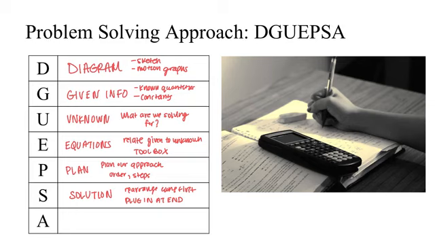And that brings us to A, which is, again, our answer, which we won't just write, but we'll also evaluate. We're going to evaluate our answer. Does it make sense? Is it the right sign? Is it the right magnitude? Did we include the correct units? So again, taking some time to reflect on our answer.